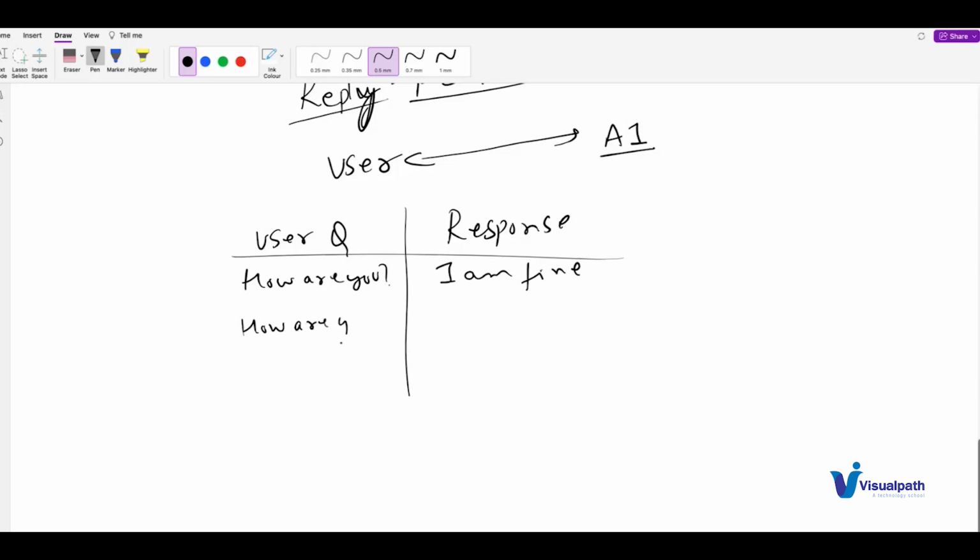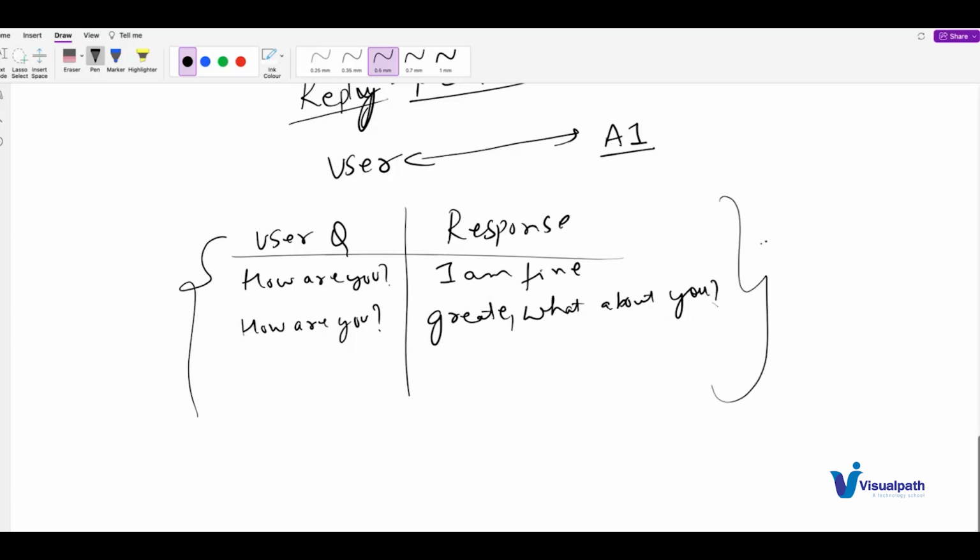How are you? Same question. Okay, the same question might have different answers, right? Great. What about you? Such in that sense, you build a big corpus of this information. And then you train this, or your foundation model is trained on this.